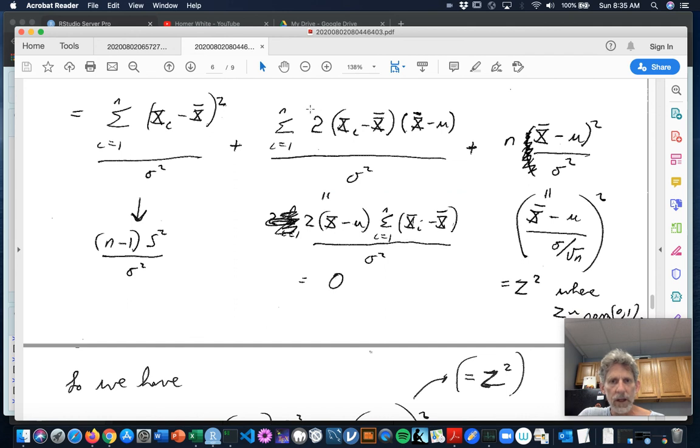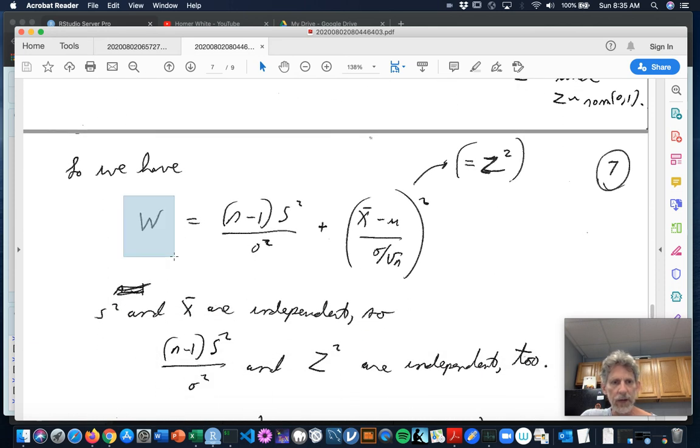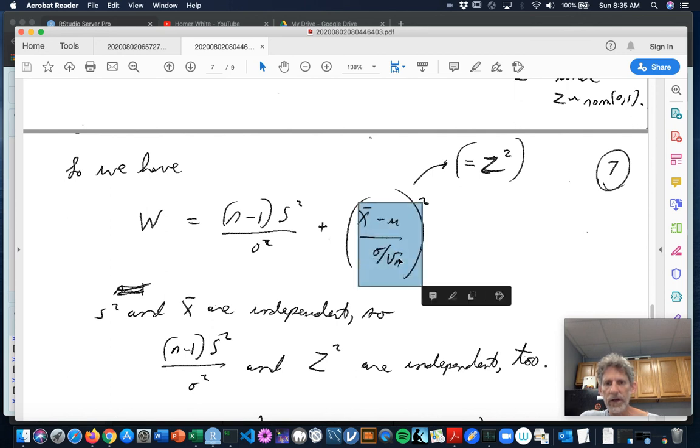Well, the 2 and the x bar minus mu don't change as the i changes in the summation, so they can factor out. What you're left with is the sum of the deviations of the xi's around the x bar, which is 0. Whoa, so that goes away. So what we've got is this w, which we know is chi-square n, is equal to the sum, our mystery random variable, plus the square of a standard normal.